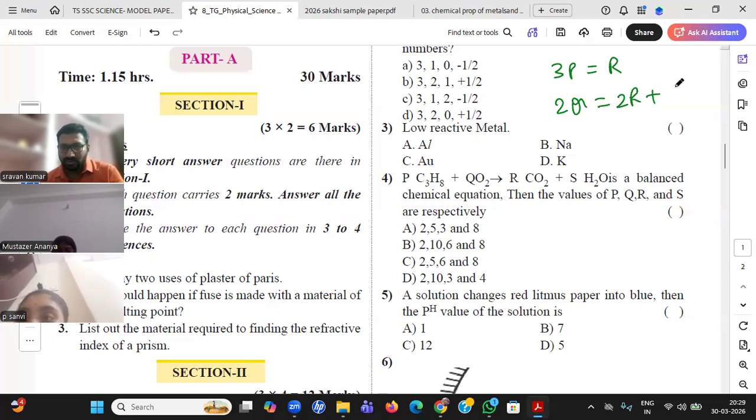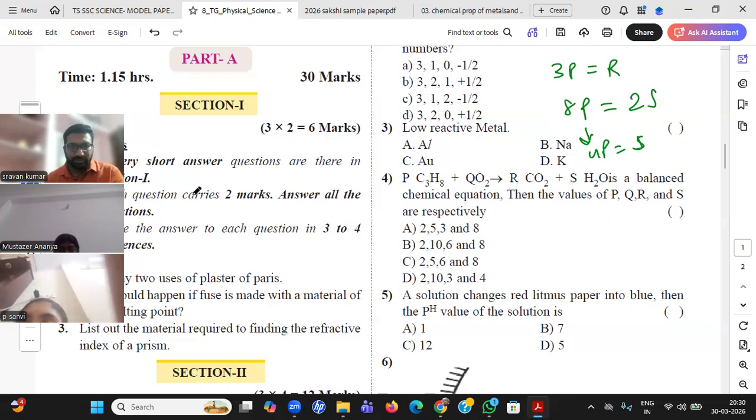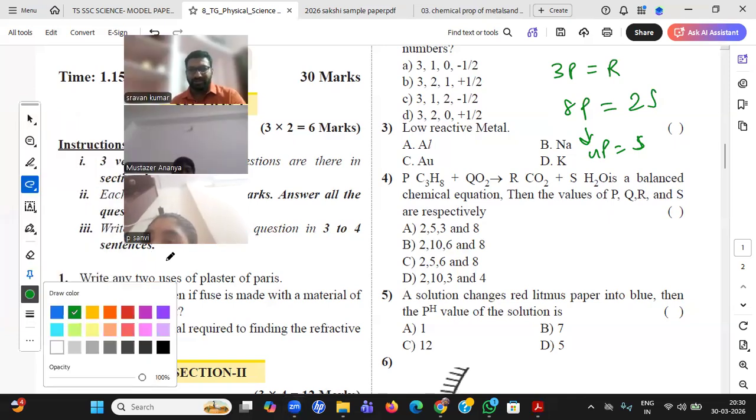plus hydrogen. Let us keep the hydrogen. So R hydrogen 8p equal to 2s or 4p equal to yes. Yes. Okay, so let me see what Sanvi gives the answer. Very good, Sanvi. Wonderful. Okay. So students, that's up to you. You can either calculate it or you can just match it.